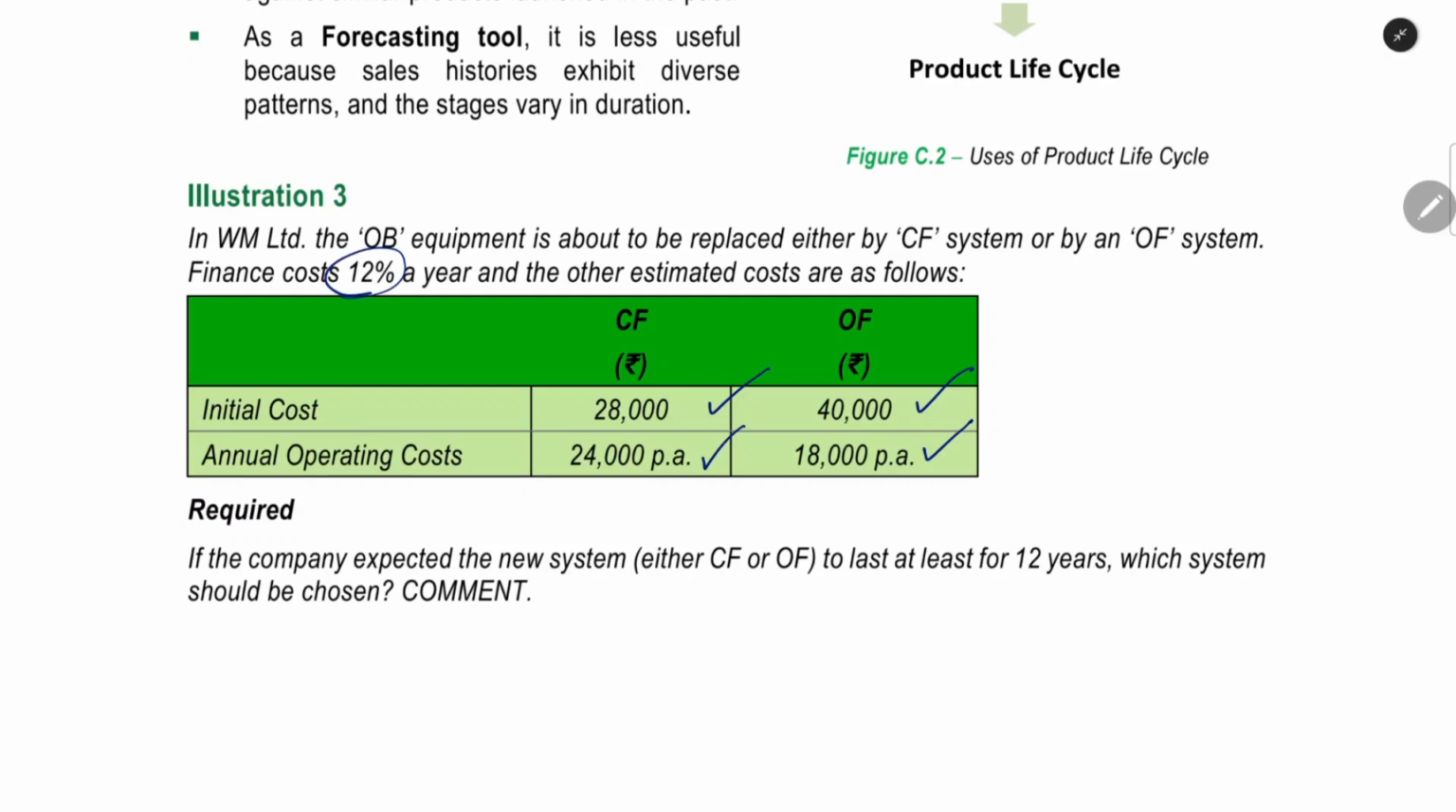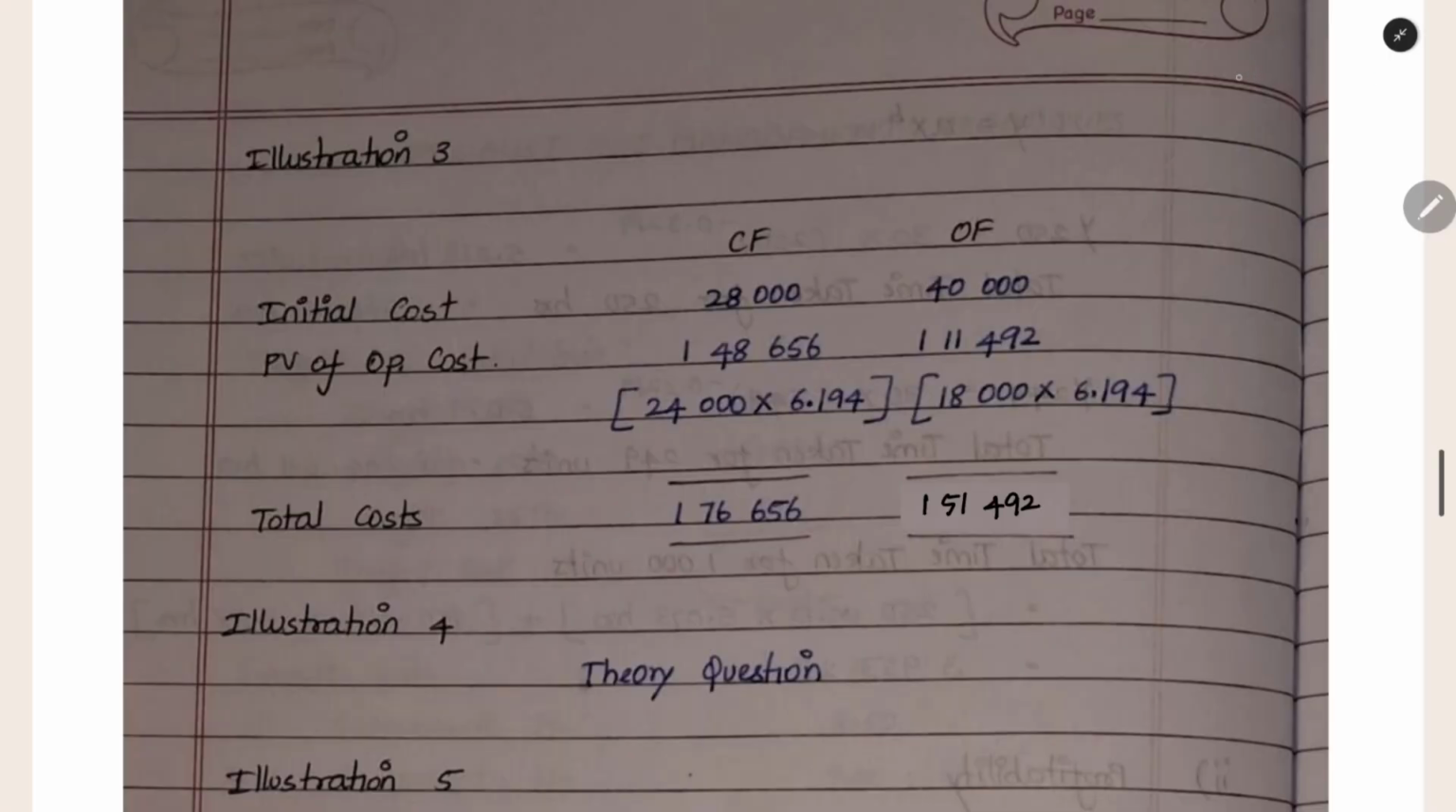The time period for which the machine will be operated is 12 years. For 12 years, every year you will incur 24,000. You have to bring all the 24,000 to the present value. We can see the solution. Now this is the solution.